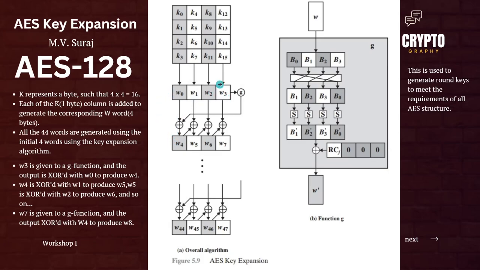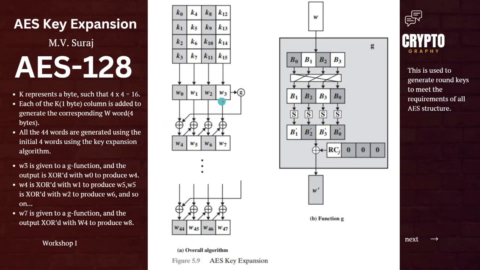So we have W3, we put this into the G function. G of W3 will give us an output, that is W dash, and the output is XORed with W0 to give us a result of W4. This process will generate a new word for us.